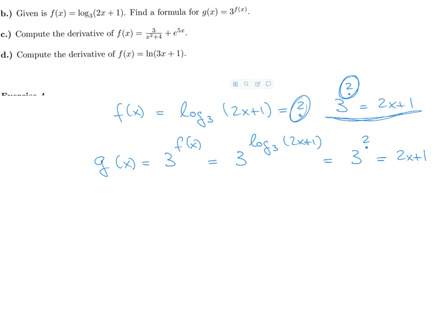Or in other words, 3 to the power of logarithm to the base 3. These are just inverse functions. So if I take the logarithm to the base 3 of something and then put it again to the power of 3, then I get back where I started.